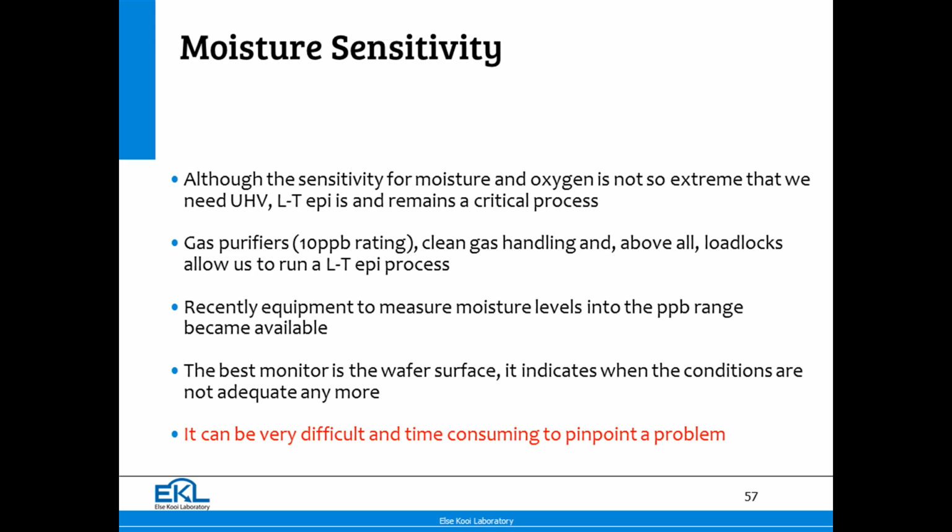The best monitor up to now, my feeling, is the wafer surface. It indicates when the conditions are not adequate anymore. It gets rough, and it gets worse. You start to see defects. Nevertheless, it can be very difficult and time-consuming to pinpoint the problem. It is very difficult to sort out what is causing a bad surface. Is it the quality of your process gases? Is it a leak? Difficult. So as long as your layers are nice and shiny, knock on wood and keep it that way.